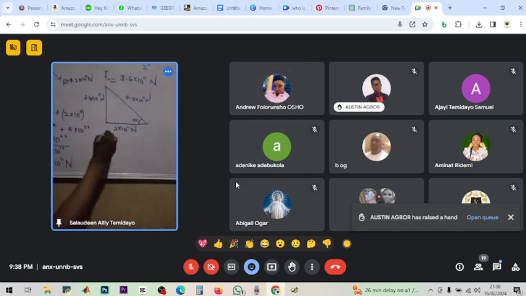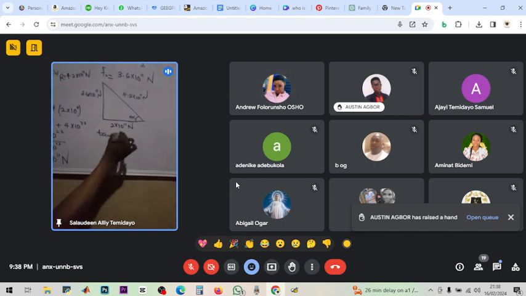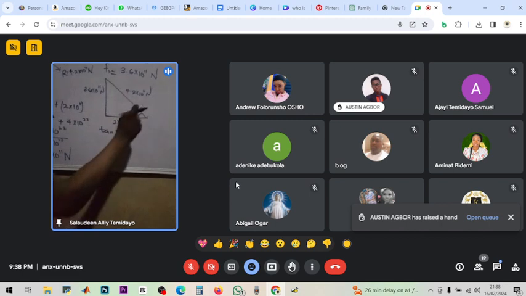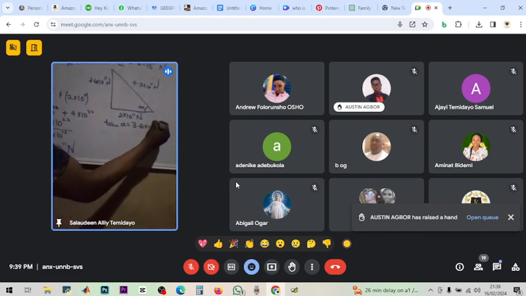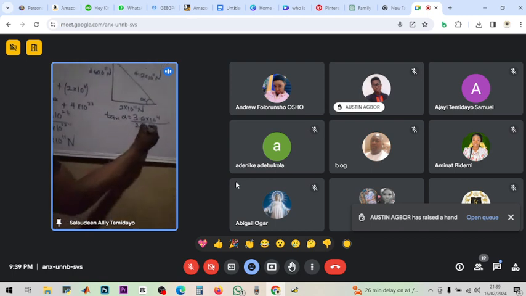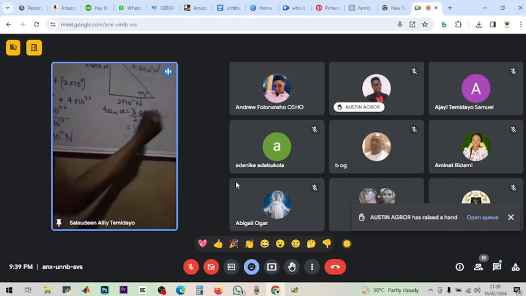Exactly. So now tan alpha, I want to use. Tan alpha equals opposite over adjacent. What is the opposite? 3.6 times 10 raised to power 11 over the adjacent, 2 times 10 raised to power 11. So this one is going to give me 1.8.